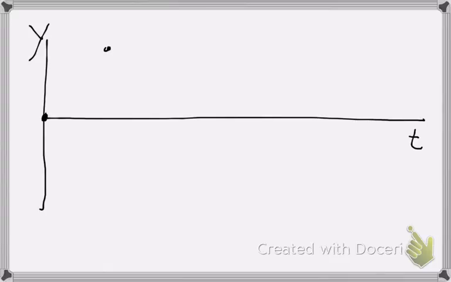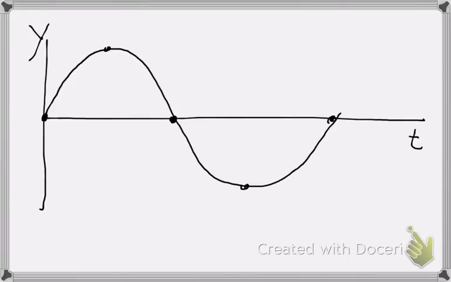Then it's going to travel straight back through the equilibrium point, but in the other direction. And then it's going to go to the opposite extreme on the other side. And once it gets there, it's going to go straight back to the center again. And you could probably see that this is a sine wave. And this is how we explain simple harmonic motion.